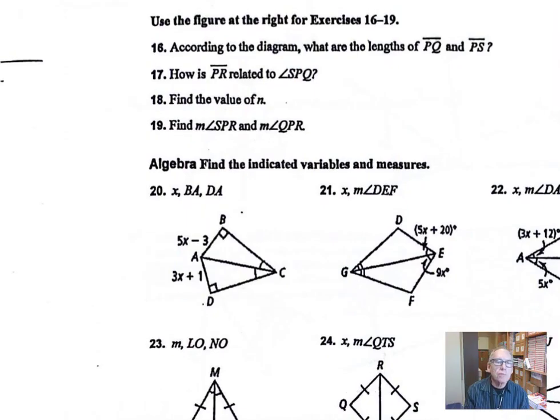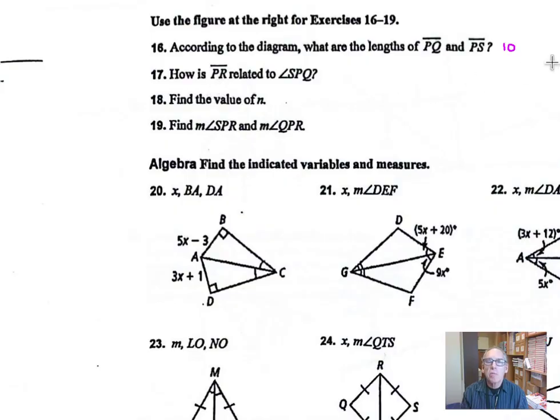Number 16. Let's see what we got here. According to the diagram, what are the lengths of PQ and PS? According to the diagram, PQ is 10, so PS must also be 10, because these are marked as being congruent to each other.